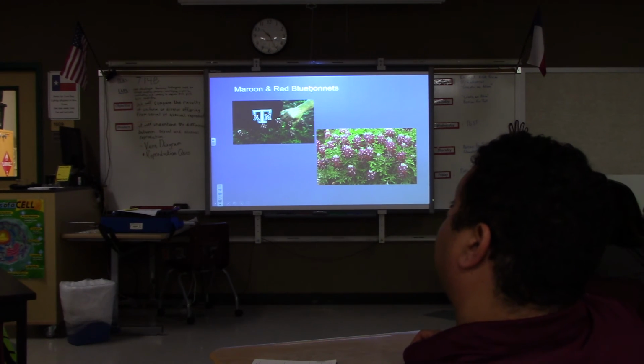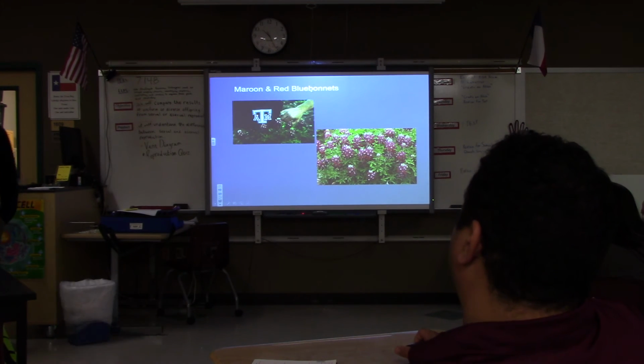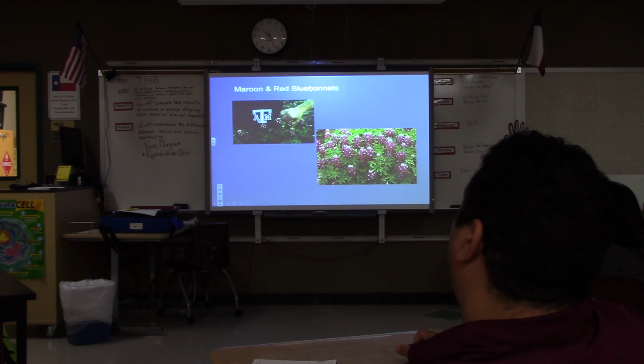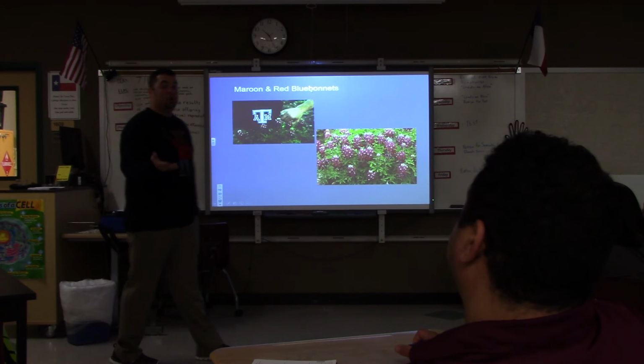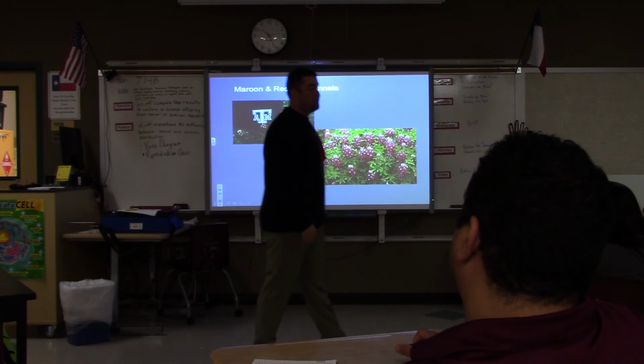Mm-hmm. So can you cut it? Are you supposed to mow over bluebonnets? No, you're not. So what these Aggies did was they designed a way to change the genetics to turn those bluebonnets to maroon bluebonnets. And then they went and spread the seeds out on University of Texas campus. So every spring, guess what pops up? Maroon bluebonnets on the University of Texas campus.